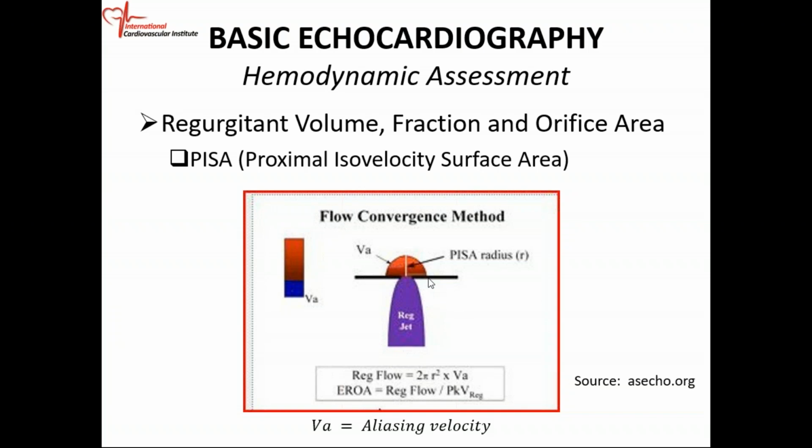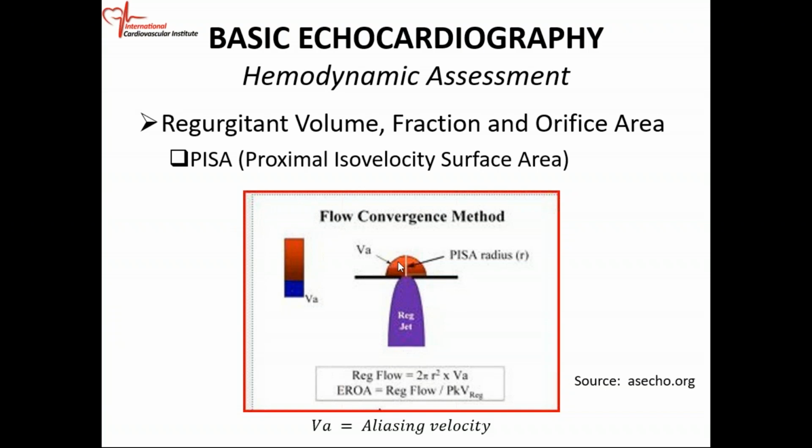Using hydraulic principles or the conservation of mass principles, the regurgitant flow is equal to the flow at PISA. So this is our PISA right up here. The PISA is just a series of hemispheric shells that is set up because of the regurgitation. All along the surface, the velocity is the same. The regurgitant flow is the same as the flow at PISA.